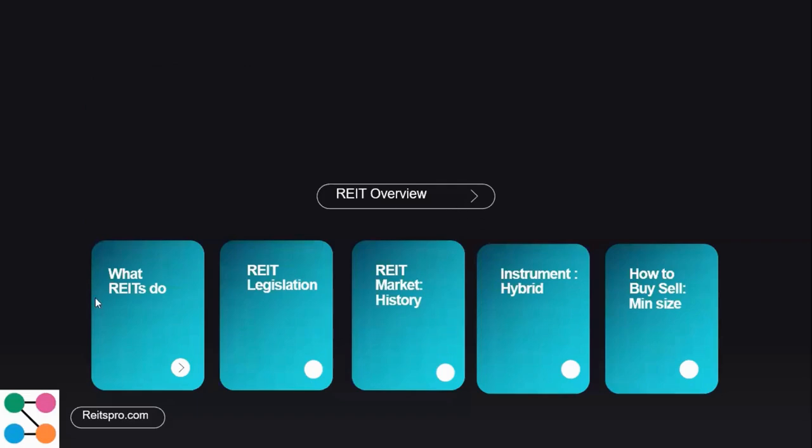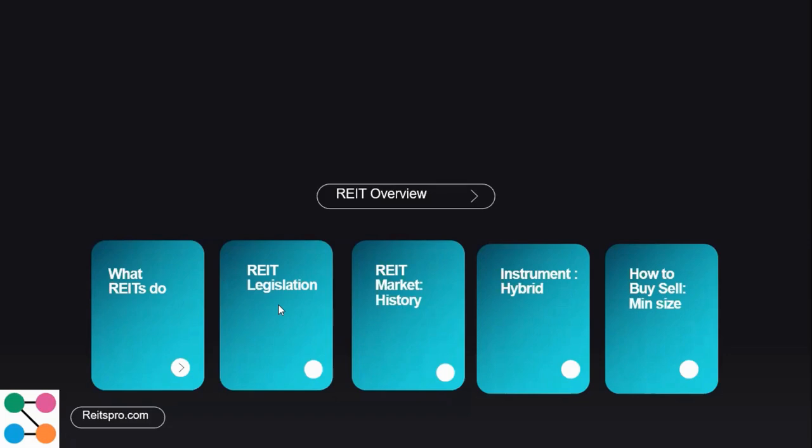Now the REIT overview. What do REITs do? They are basically trusts which are formed to assimilate rent generating real estate which is already leased out, and the rentals from there flow on to the hands of the investors. So investors are buying into real estate which is managed professionally, and the rentals come to them. That's what basically REITs do.